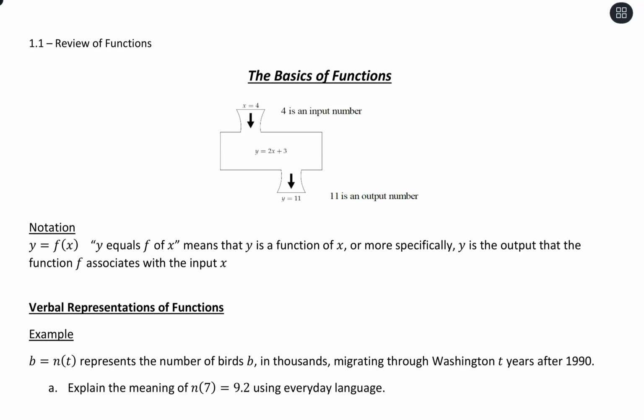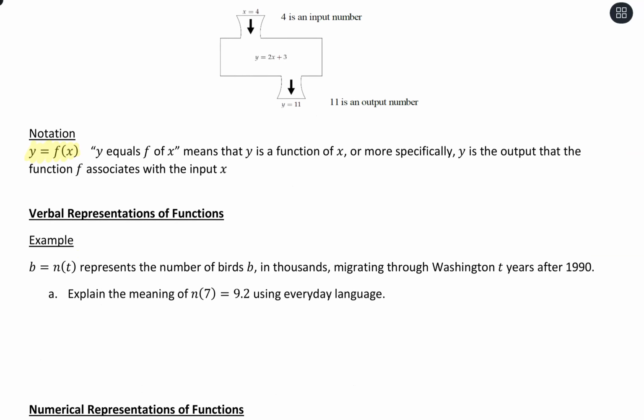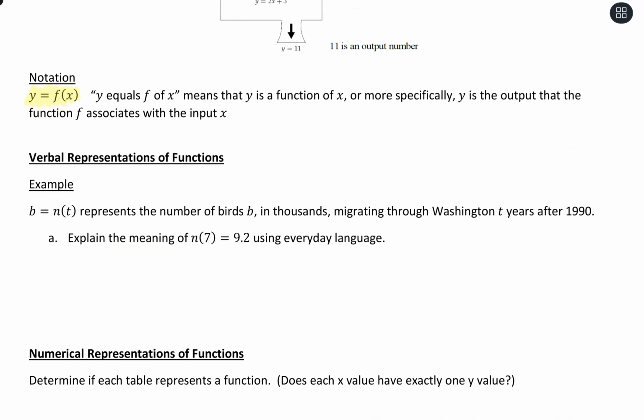Let's talk about the basics of functions. So the idea is that a function defines a relationship between x and y. We input a value of x, and then following that relationship, we'll get some output for y. So we have our function notation here, y is equal to f of x, where we can see what our input is, and then how our function f is defined will tell us how we change that input to turn it into y.